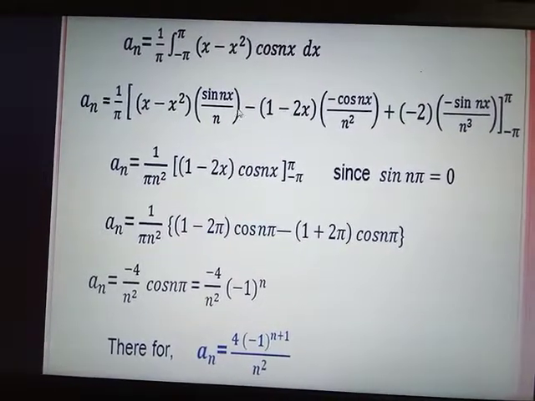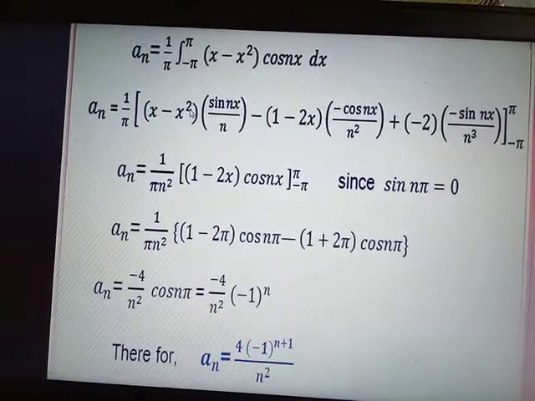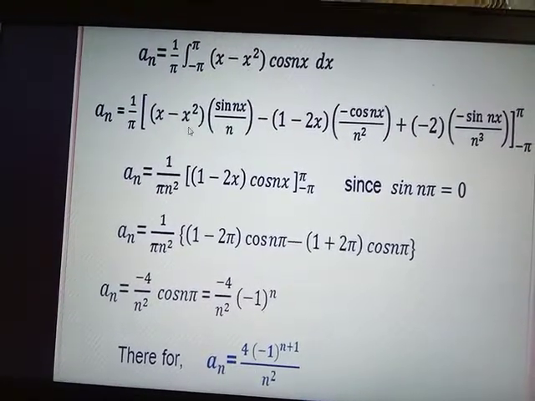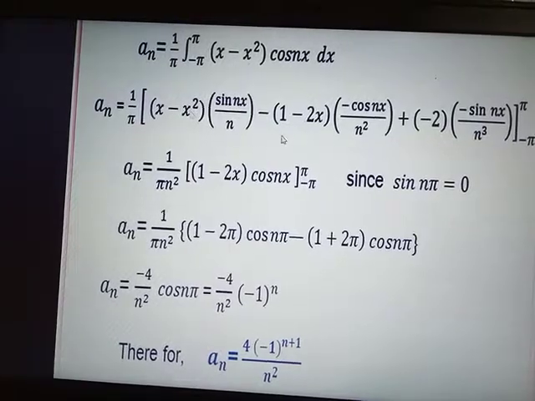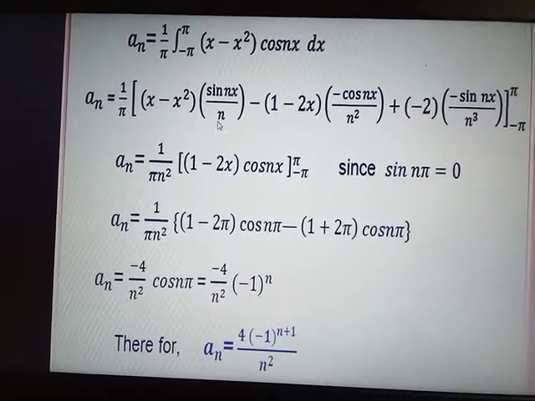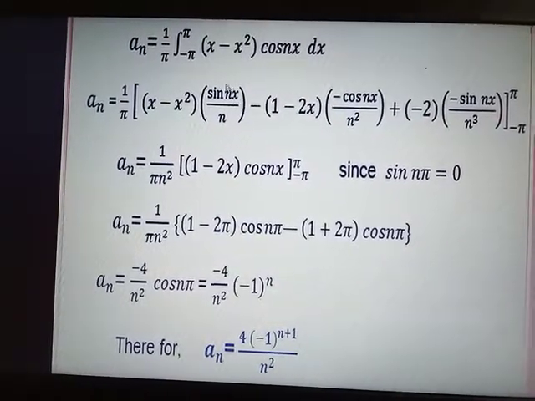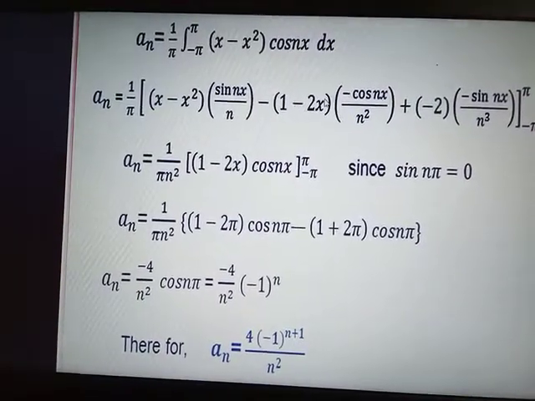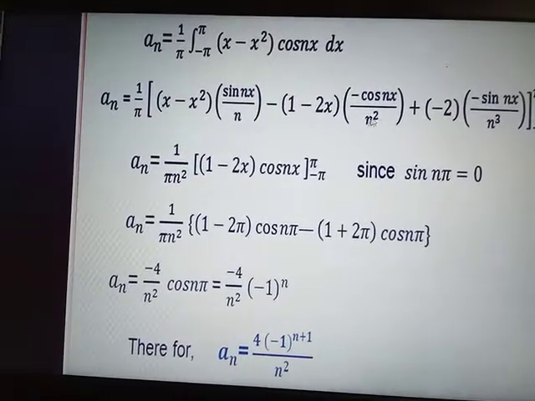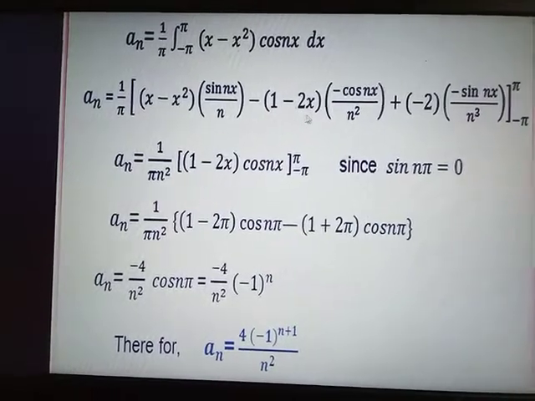We get sin nx divided by n minus, now differentiate this x minus x square, we get 1 minus 2x, because differentiation of x is 1, differentiation of x square is 2x, therefore it is 1 minus 2x into, again integrate this sin nx by n. Here 1 by n is constant, keep as it is, just integrate the sin nx, then it will be minus cos nx divided by n into n is n square, plus again you have to differentiate this 1 minus 2x.